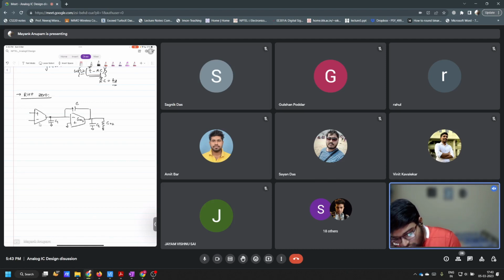Okay, so you remember, right, that in this case we have a right half plane zero, isn't it? And what is the location of the zero? GM2 by C. GM2 by C, correct.